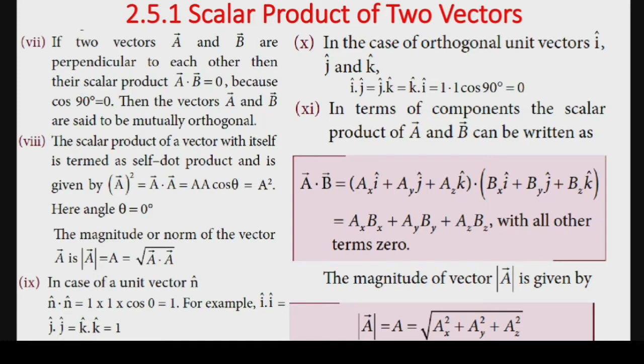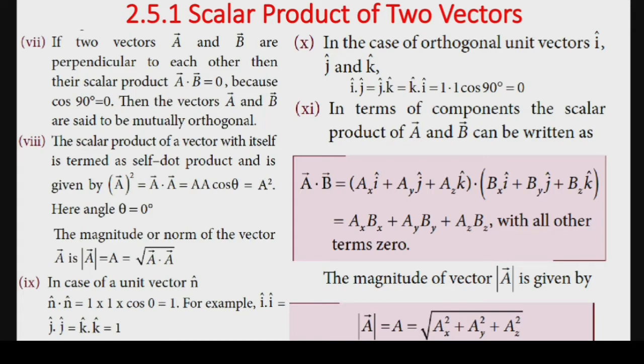In case of orthogonal unit vectors i cap, j cap and k cap, i cap dot j cap is equal to i cap dot k cap is equal to k cap dot i cap is equal to 1 into 1 into cos 90 degrees, which is equal to 0. So for the unit vector, when we take the self dot product, that value is equal to 1. For orthogonal vectors, that value is equal to 0.